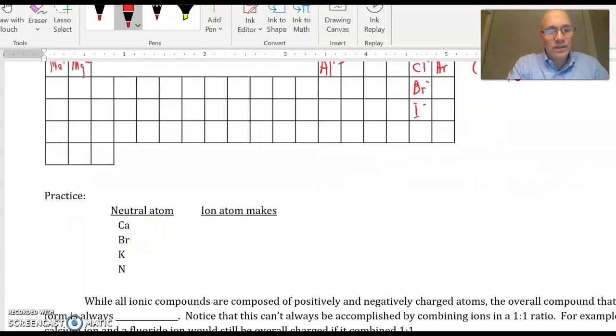If you want to practice this, you can pause the video for a second and try to predict what ions these atoms would make: calcium, bromine, potassium, and nitrogen. Hopefully you figured out that they would make calcium +2, bromine minus, potassium plus, and nitrogen makes nitrogen -3.